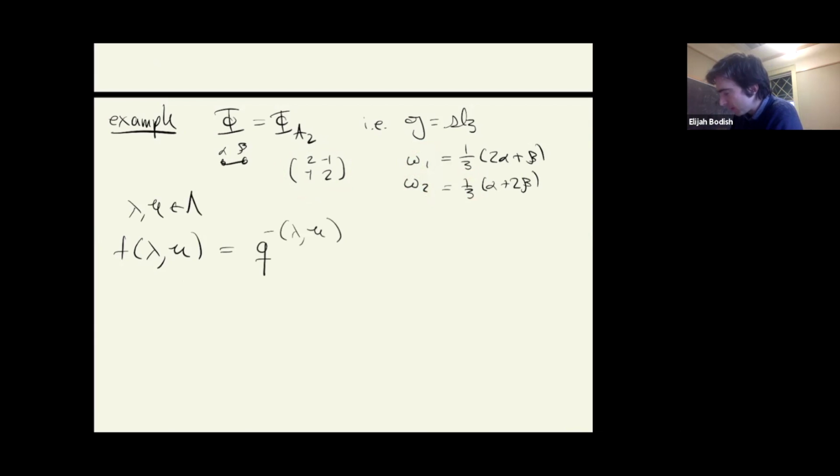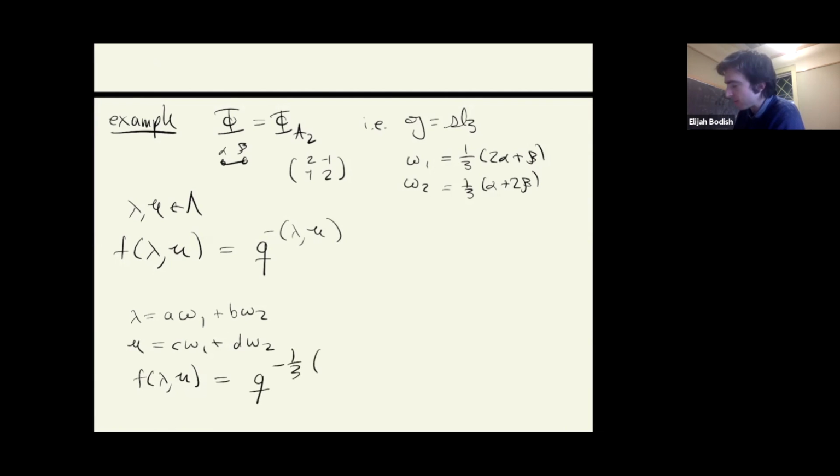And for example, if lambda was a omega 1 plus b omega 2, and mu was c omega 1 plus d omega 2, then f of lambda mu is looking like q to the negative 1/3, and then I have something which definitely is an integer, 2ac plus bc plus ad plus 2bd. So this is sort of what this function f looks like in general. For SLN, you're going to have a denominator of n.